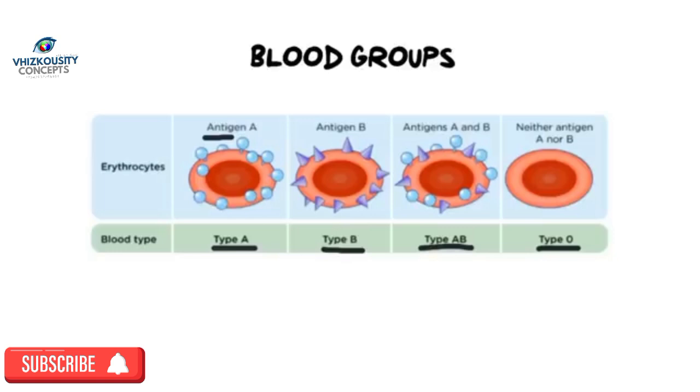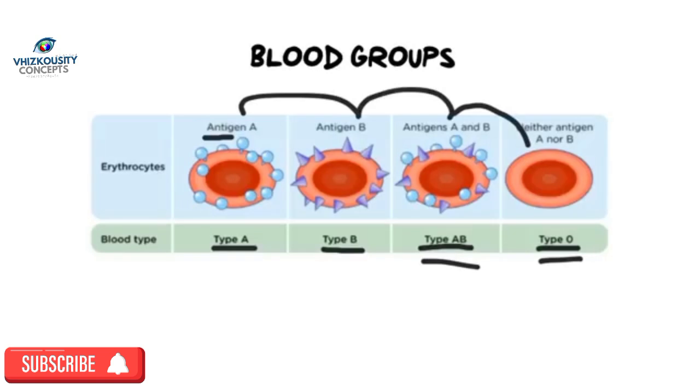And then there is also something called a universal donor, which essentially means that someone like blood group O can give to all of these blood groups because they don't have any antigens. Whereas someone like blood group AB, they can only give to AB because of their antigen composition.